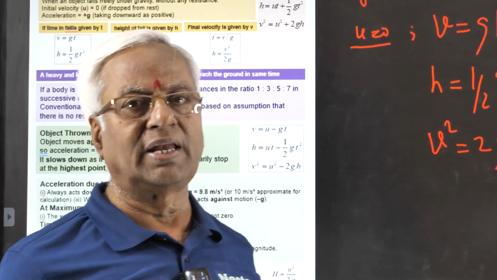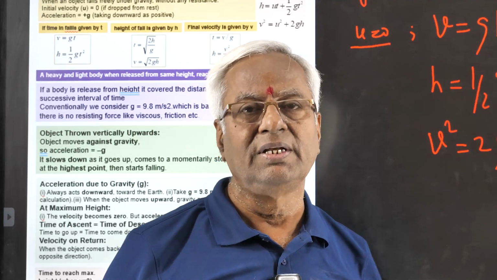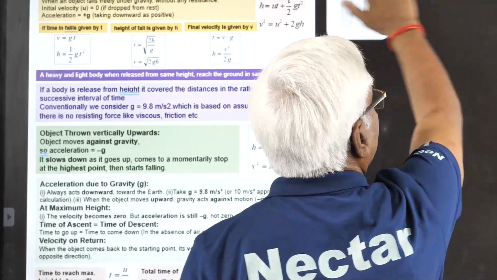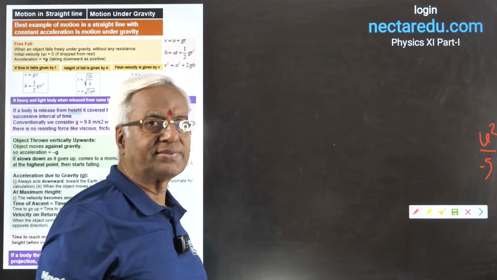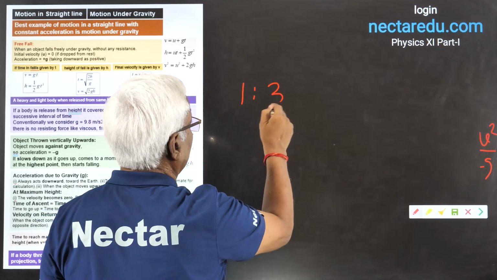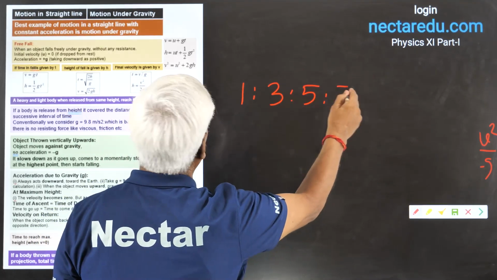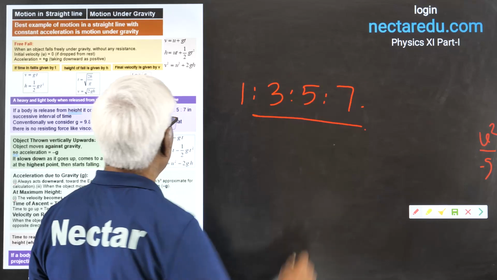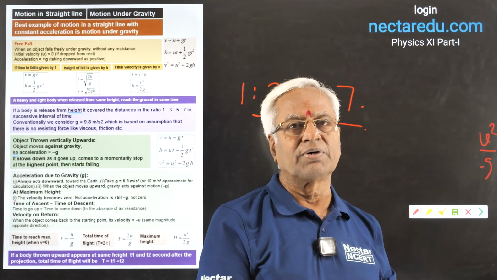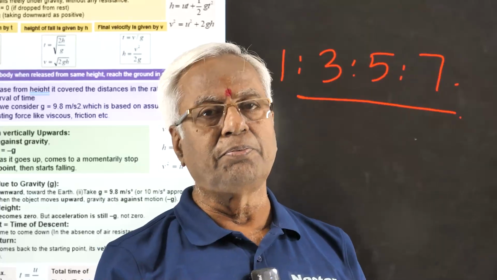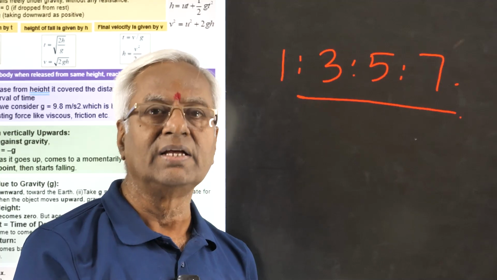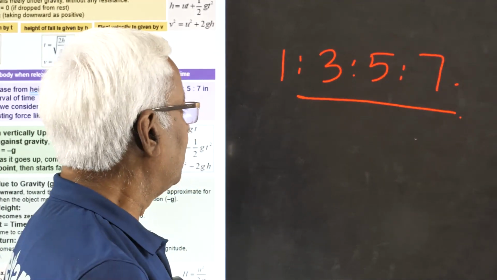You see, when the body is allowed to fall freely from rest, the distances covered in successive seconds, that is in the first second, in the second second, in the third second, will be in the ratio 1, 3, 5, 7, and so on. And when we are taking g as 9.8, one assumption is already imposed here, that there is no force other than gravity, like viscous drag, or even a thrust.